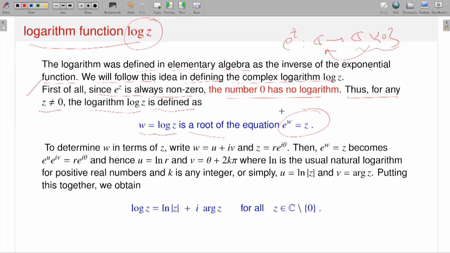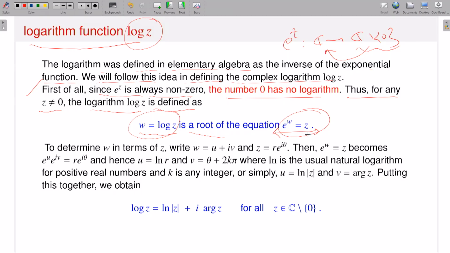So that means if I fix a z, I will find what are the w satisfying the equation e to the power w is equal to z. I will say that log of z is nothing but that w. That's how I will define it. Okay, so that means I am saying that w is equal to log z, so that it should satisfy this equation. So now you have a complex equation.